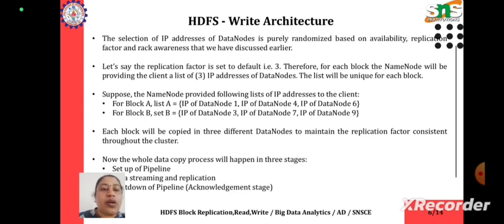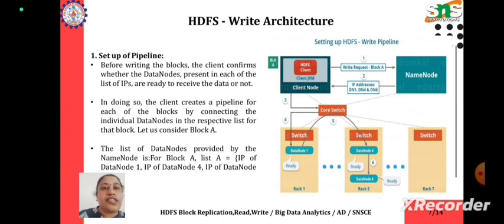Now the whole data copy process will happen in 3 stages: setting up of the pipeline, streaming the block and replication, and shutting down of the pipeline and the acknowledgement stage. So the first stage is the setup of the pipeline. Before writing the blocks, the client confirms whether the data nodes present in each of the lists of IPs are ready to receive the data.